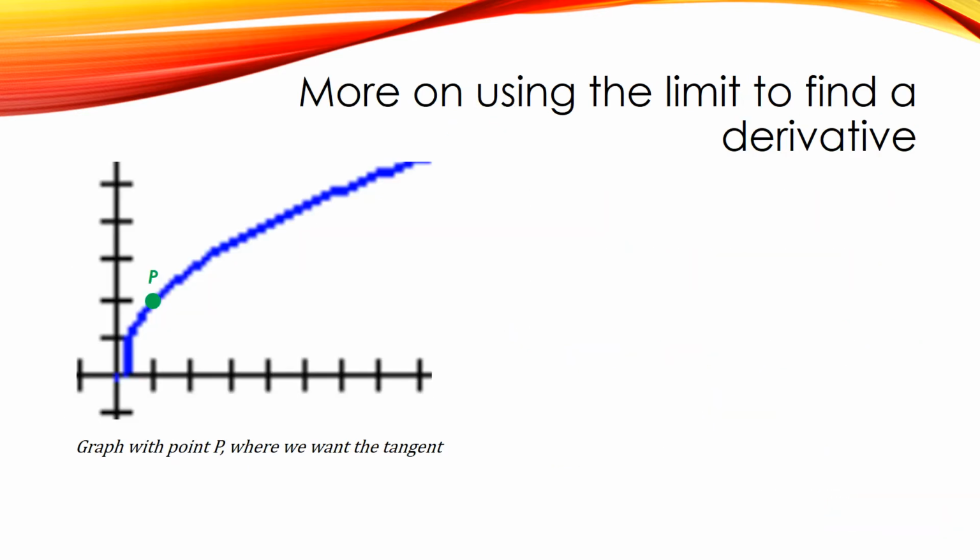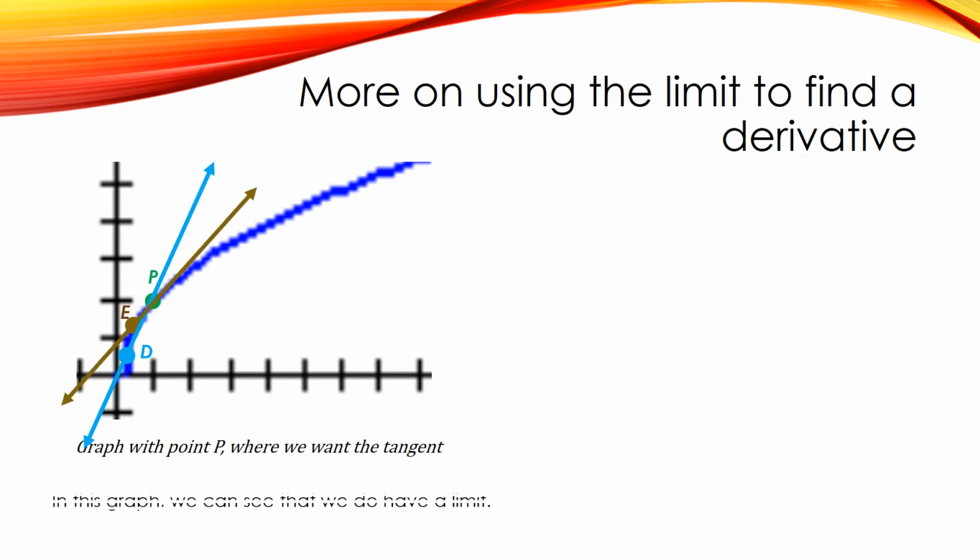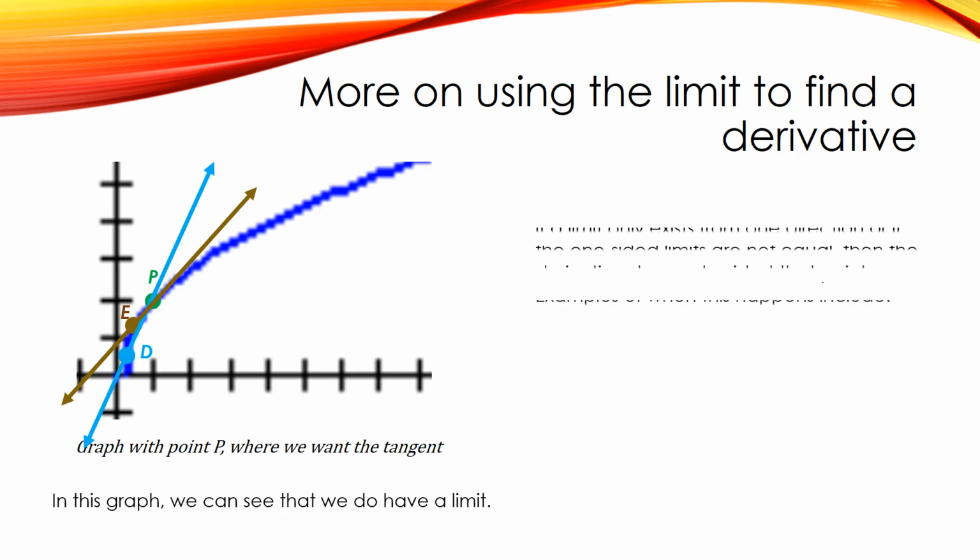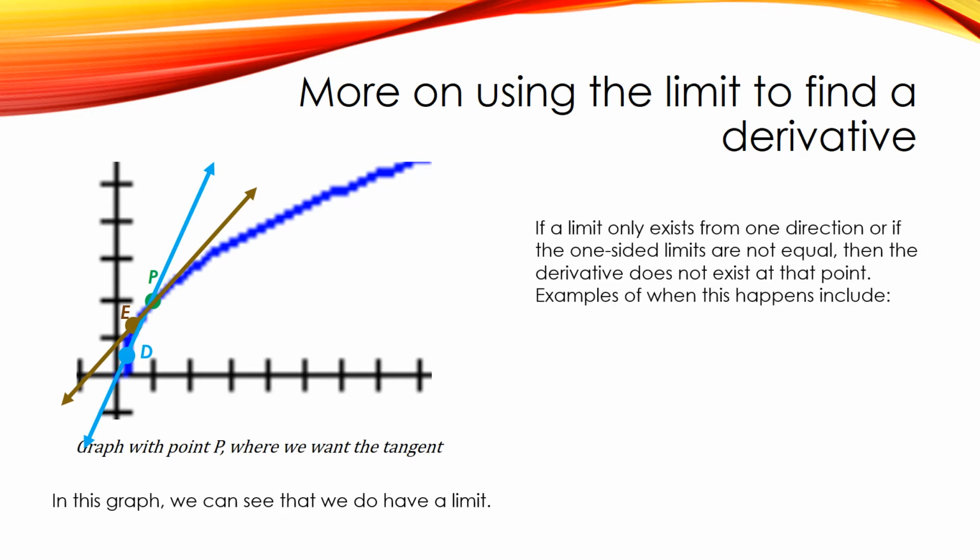To be certain that the limit exists, we should check from both directions. Remember, we only have a limit if the one-sided limits from both the right and the left exist and are equal. In this graph from the previous example, we can see that we do have a limit. If a limit only exists from one direction, or if the one-sided limits are not equal, then the derivative does not exist at that point.